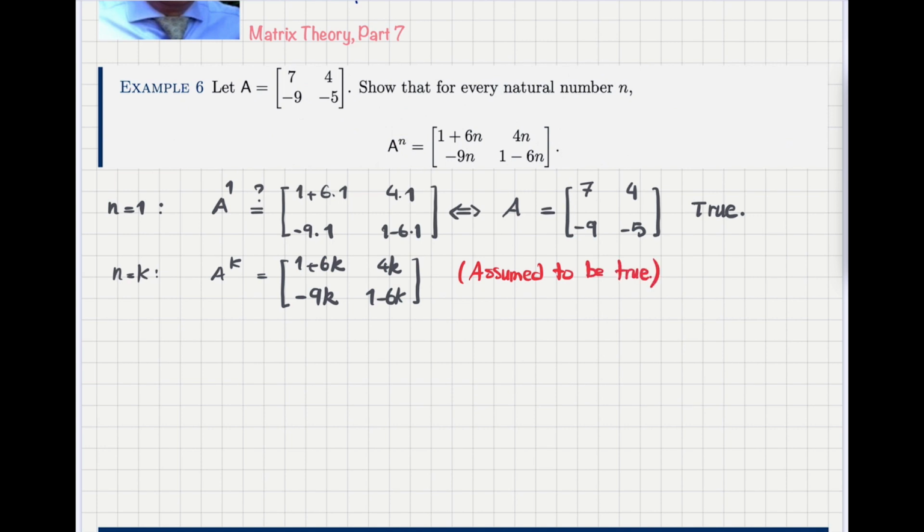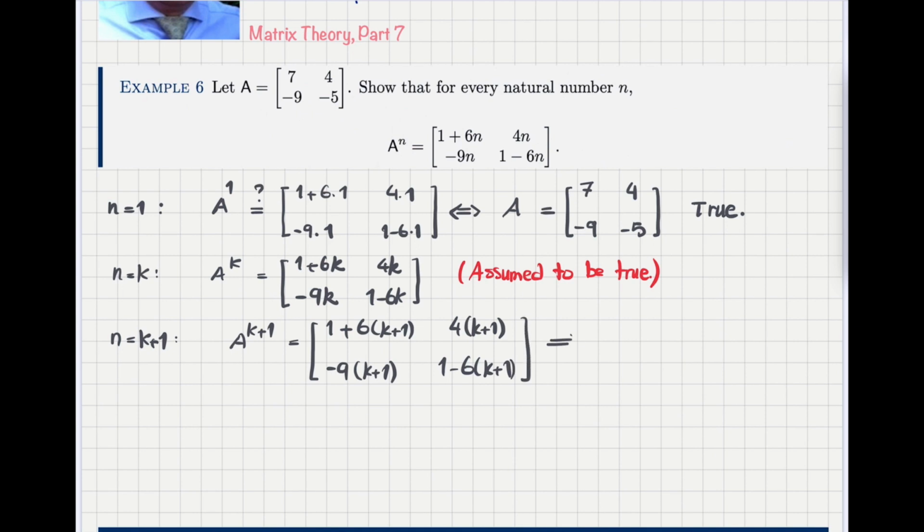Now we want to show that the statement is also true for the next step, meaning that if I replace n with k plus 1, I get a true statement. So you need to be careful here. You need to replace it with brackets around it. But of course, we know that it is better to simplify instead of working with this version.